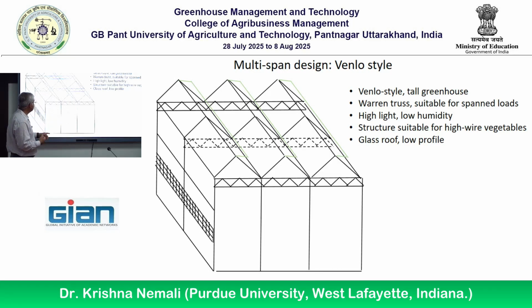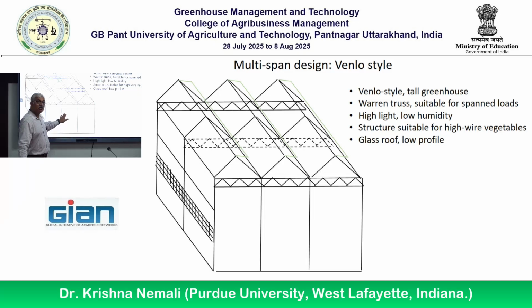And the nice thing about this is what we recommend for crops like tomatoes and peppers and anything like cucumbers, even small watermelons we grow sometimes. Tall vine crops, you want to use this Venlo design. Okay, multi-span design number one, Venlo style. This is closest to what single span design? The Venlo style is a multi-span greenhouse.